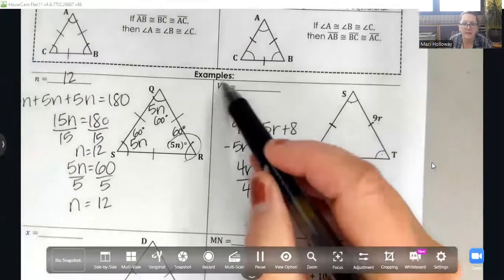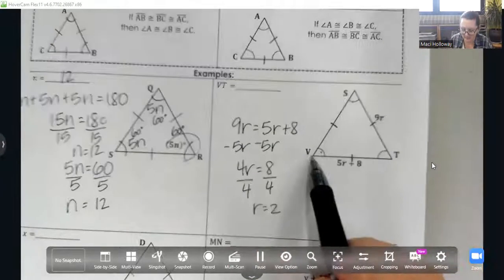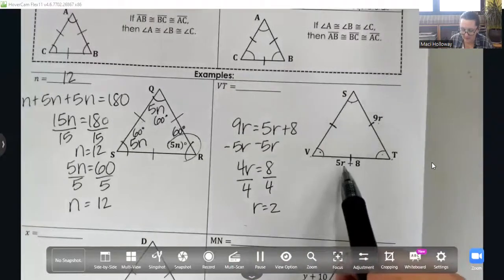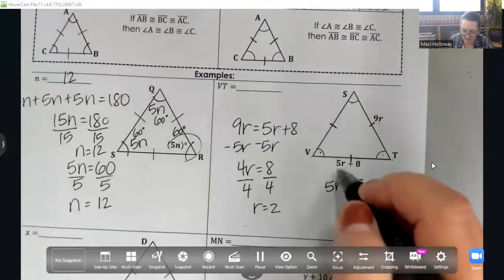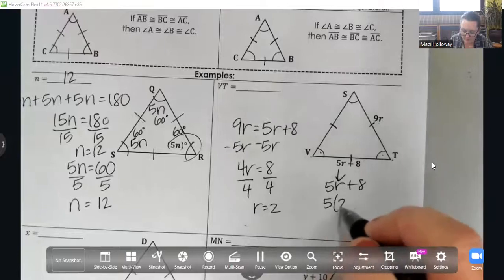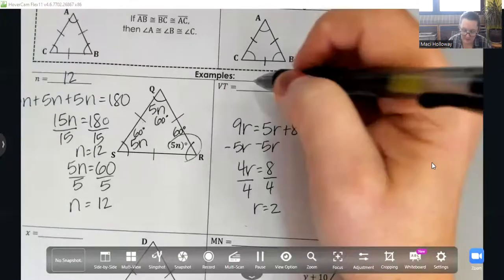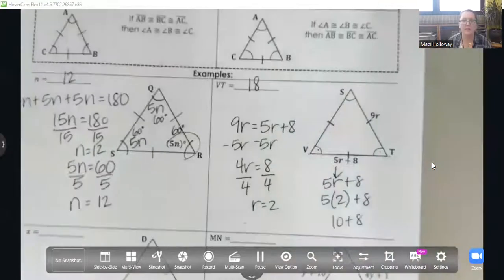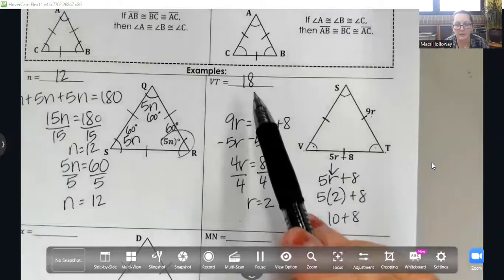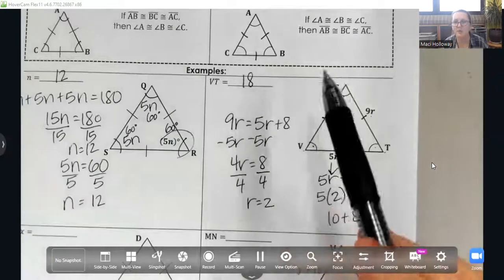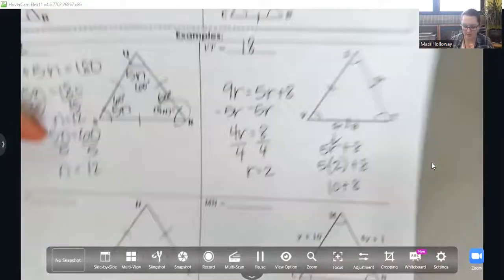Now, it says they don't want to know what r is. They want to know what VT equals. So if VT is 5r plus 8, then I'm going to plug in 2 where I see the r. So we have 10 plus 8, and VT equals 18. And it's not an angle, so I'm not going to put a degree there. It's a length, right? So it's either going to be centimeters, millimeters, inches, whatever length is, not degrees.